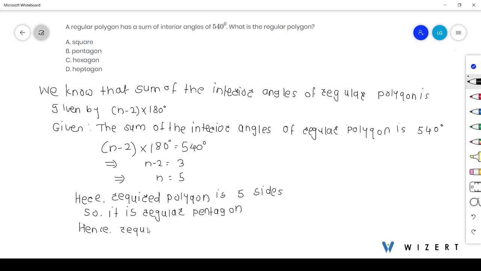Required polygon is pentagon. From the available options, we have option B as pentagon.